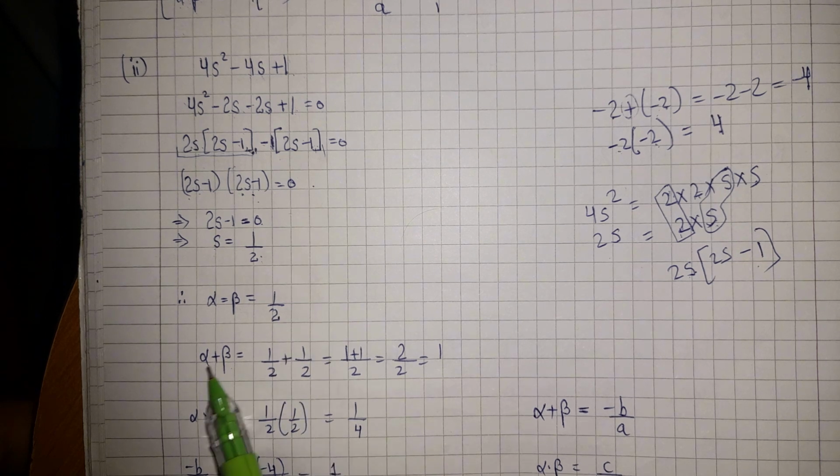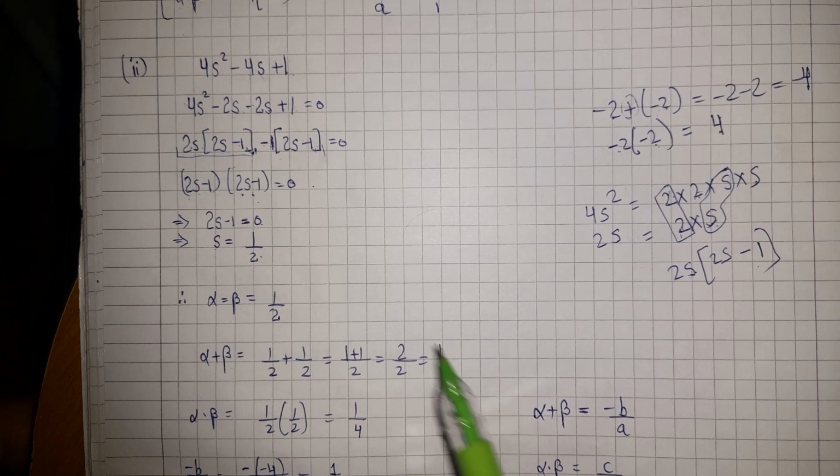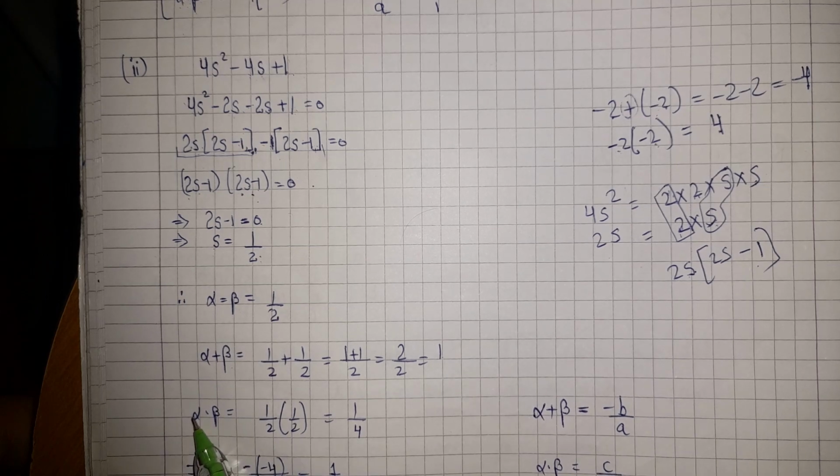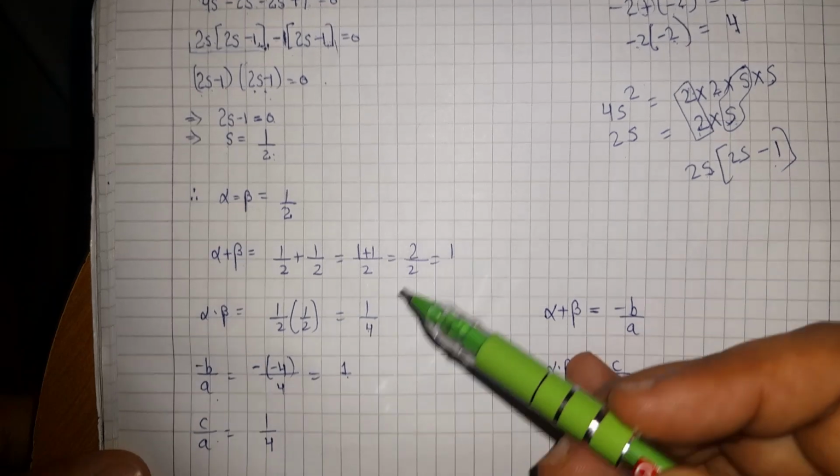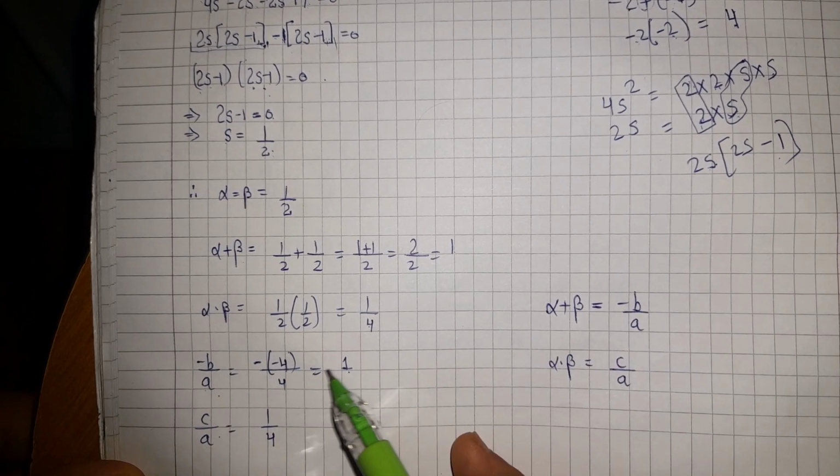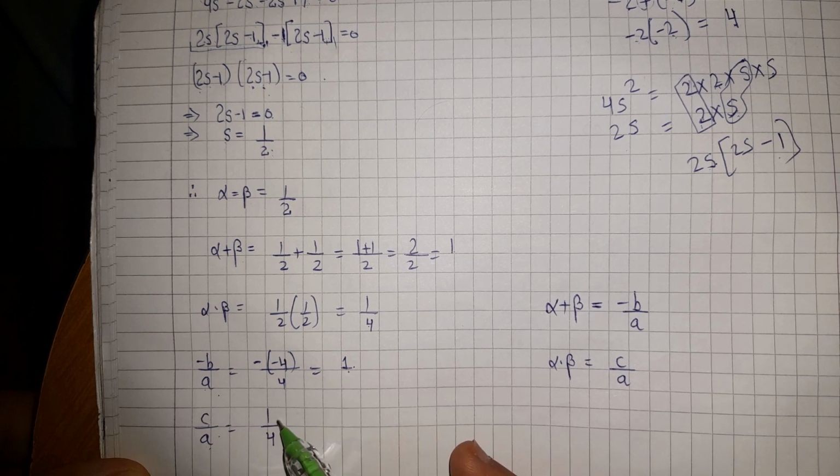Now for verification, sum of the zeros is equal to 1. Product of the zeros is equal to 1 by 4. Minus b upon a is equal to 1. c upon a is equal to 1 by 4.